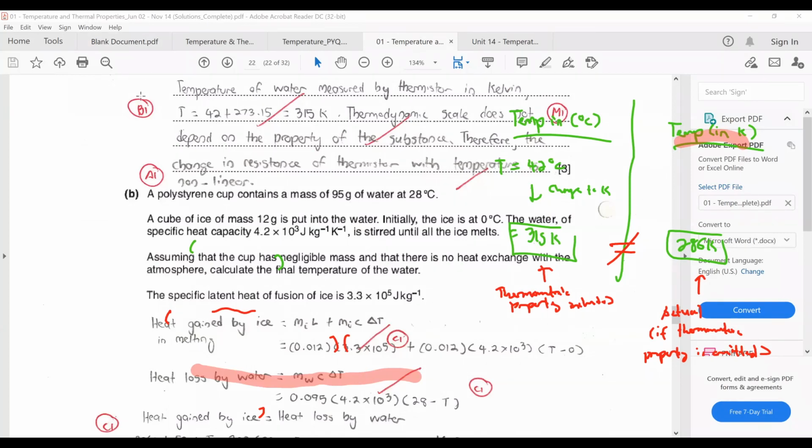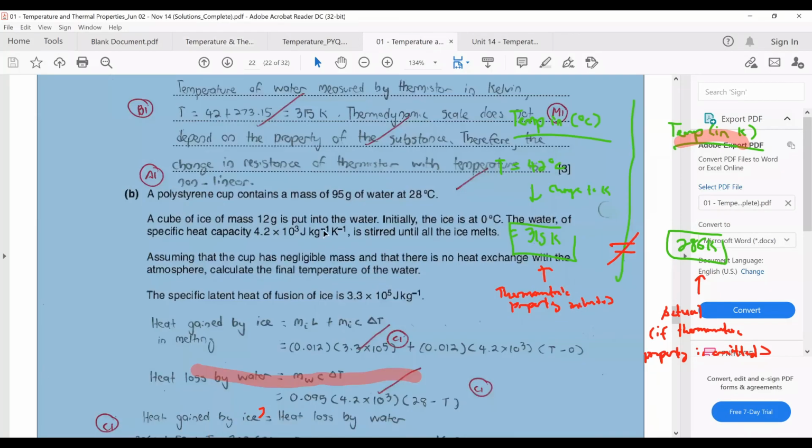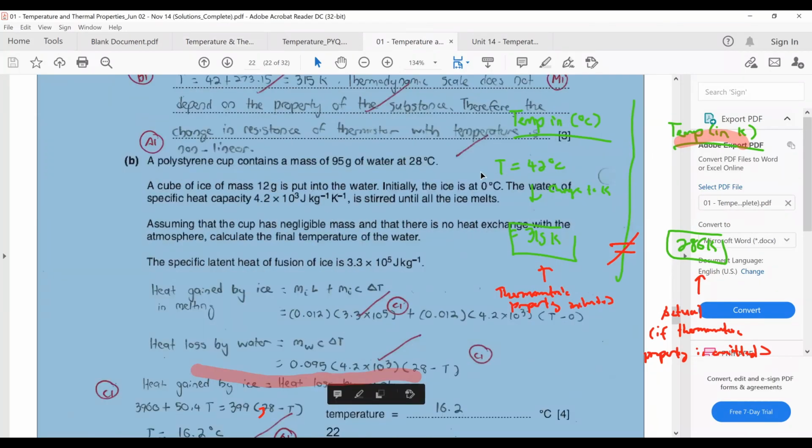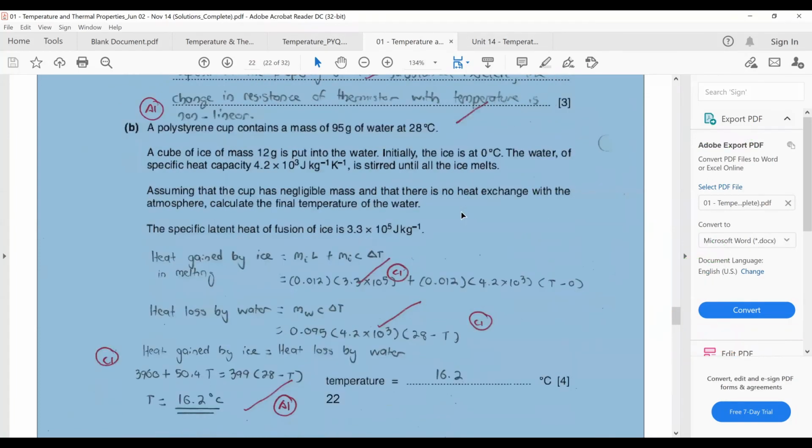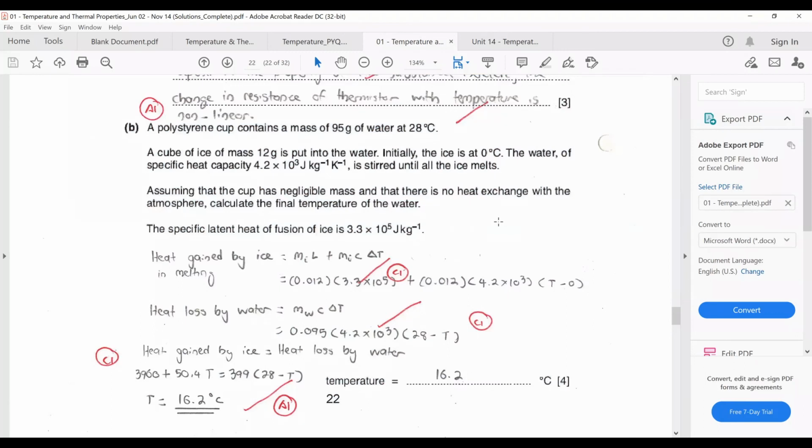Now you have a polystyrene cup that contains a mass of 95 grams of water at 28 degrees centigrade. A cube of ice of mass 12 grams is put in the water. Initially, the ice is at 0 degrees. The water, of specific heat capacity 4.2 times 10 to the power 3 joules per kg per Kelvin, is stirred until all the ice melts. Assuming that the cup has negligible mass and there's no heat exchange with the atmosphere, calculate the final temperature of the water. What is your final temperature of your water given the situation that you have here?